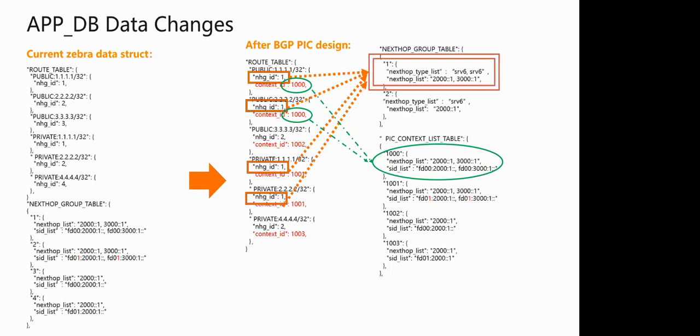And what you're showing in the middle is that after the BGP PIC design, Zebra would be modified to start sharing the next hop group tables wherever possible. So if two prefixes have the same next hop group, then Zebra would create a single next hop group and keep some sort of a ref count. And now it is reusing the same next hop group for all the service prefixes across different VRFs. Is that an accurate representation?